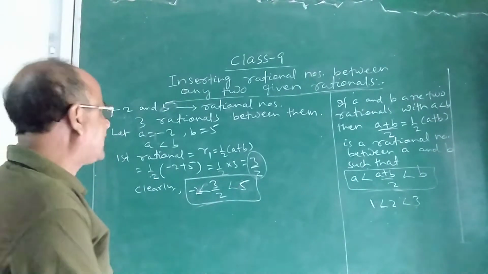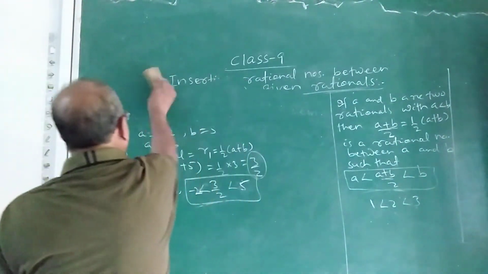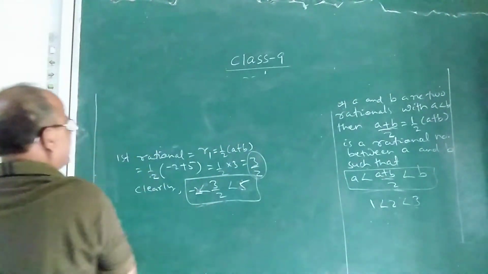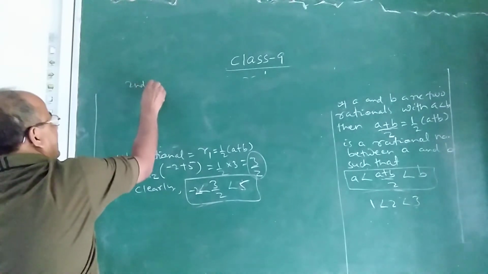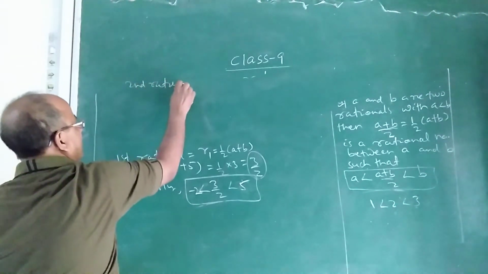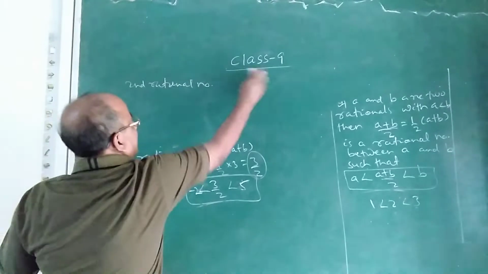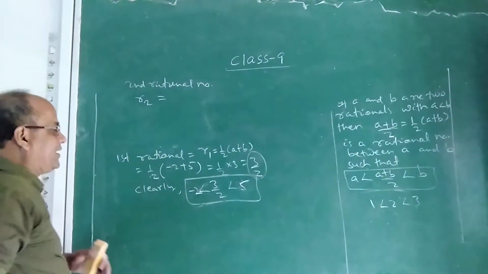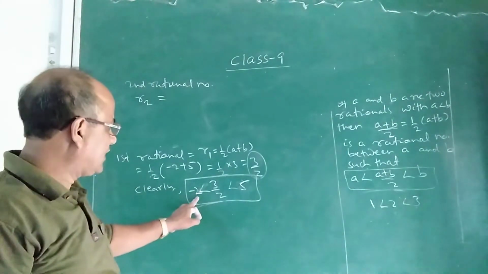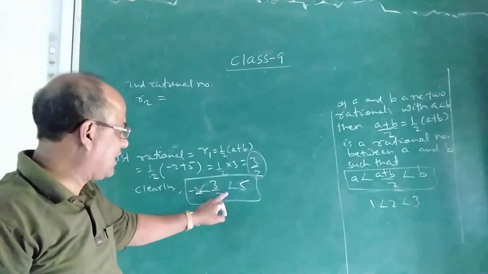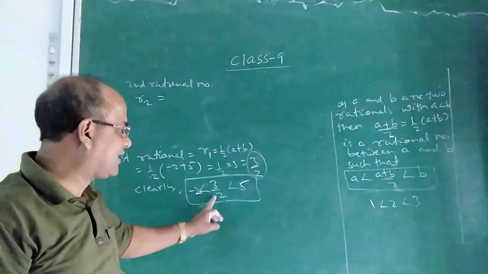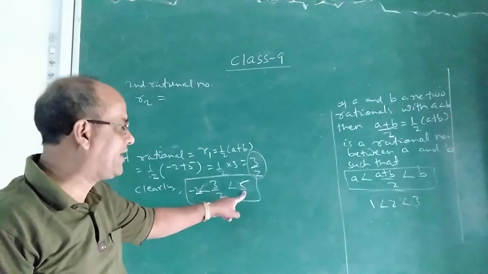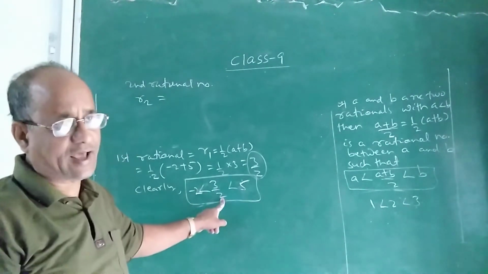Now how to find the second rational number? Now to find the second rational number, let us denote it by R2. How to find R2? Now see. Now here minus 2 is less than 3 by 2 and 3 by 2 is less than 5. Now the second rational number we will find either between 3 by 2 and 5 or minus 2 and 3 by 2, as you like.